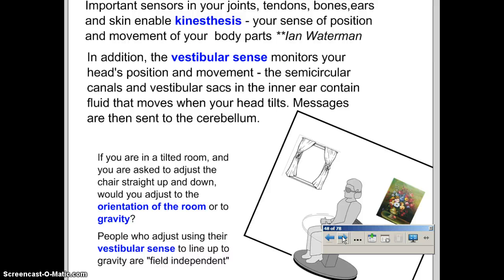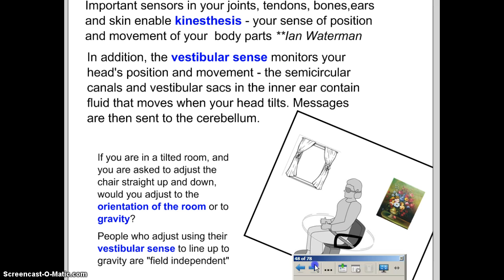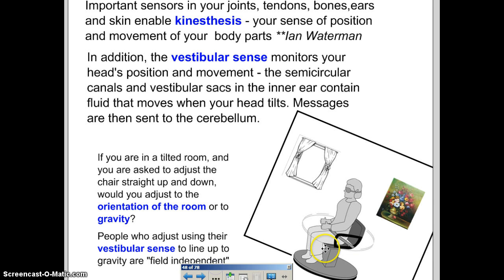Tiny vestibular sacs in the semicircular canals of your inner ear keep track of your head position at all times and help you to stay upright or to know if you're upside down. One experiment that is done in the vestibular sense is to place subjects in a tilted room with a chair that also tilts. Let me move the arrows so you can see it better.